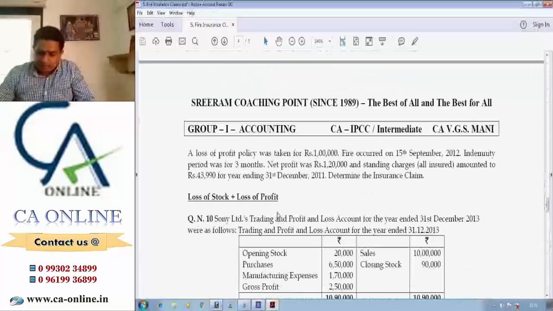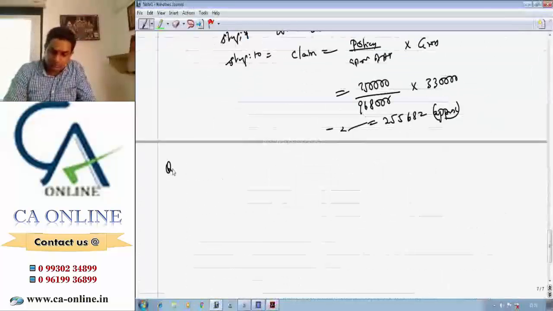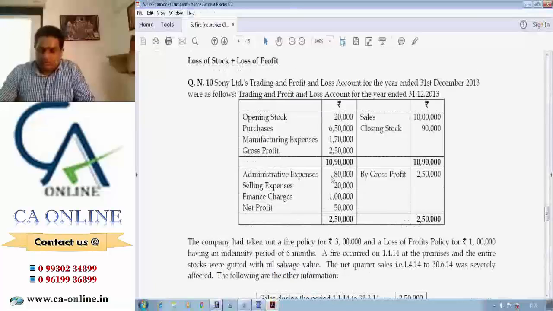Then take question number 10. Question 9 we will try later. So question number 10 is a problem on both loss of stock and loss of profit. It's a comprehensive policy problem.